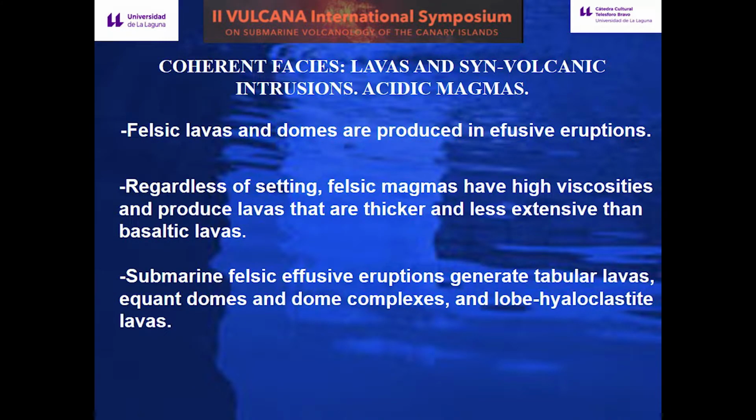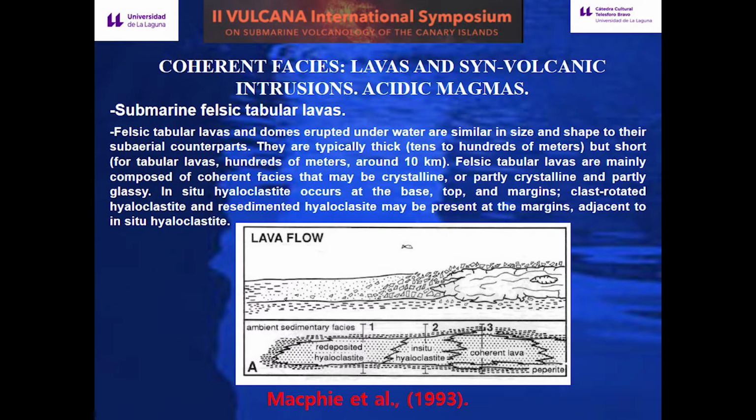Felsic lavas and domes are also produced in effusive eruptions. Regardless of setting, felsic lava has high viscosity and produces lava that is thicker and less extensive than basaltic lava. Submarine felsic effusive eruptions generate tabular lava, dome-on-dome complexes, and lobe hyaloclastite lava. Felsic tabular lava and domes erupted underwater are similar in size and shape to their subaerial counterparts.